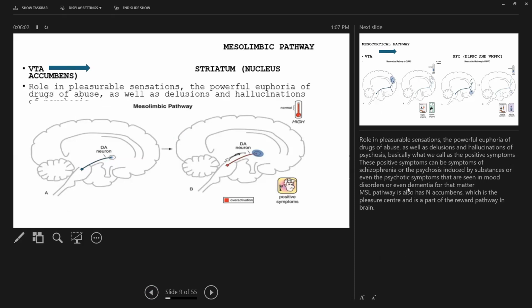The euphoric effect of the drugs which we take, as well as the delusions and hallucinations of psychosis, that is the positive symptoms seen in schizophrenia or any kind of psychosis.